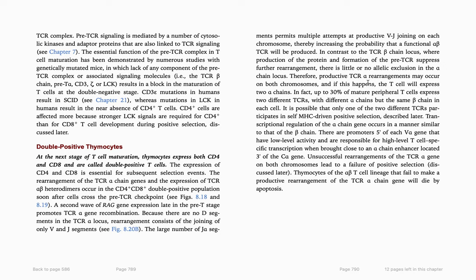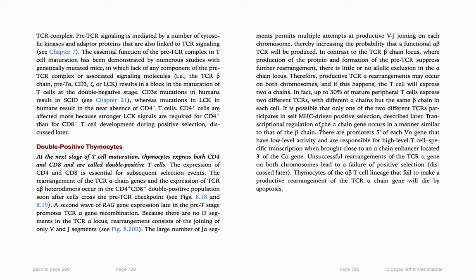Therefore, productive T cell receptor alpha rearrangement may occur on both chromosomes, and if this happens, the T cell will express two alpha chains. In fact, up to 30% of mature peripheral T cells express two different T cell receptors with different alpha chains but the same beta chain in each cell. It is possible that only one of the two different T cell receptors participates in MHC-driven positive selection described later.